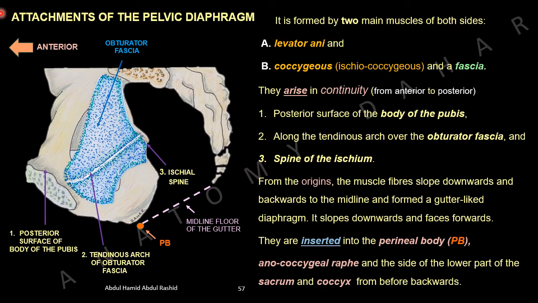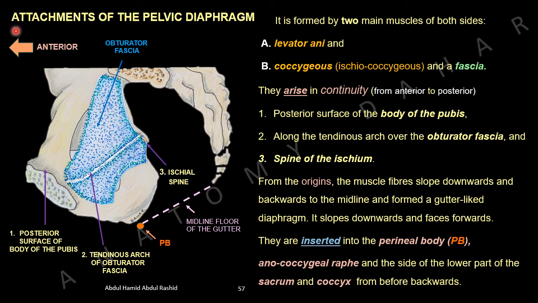Attachment of the pelvic diaphragm. Let's see the diagram first. This is the right hip bone. This is anterior. This is the obturator fascia. This is the posterior surface of the body of the pubic part. This is the tendinous arch over the obturator fascia. And this is the spine of the ischium.